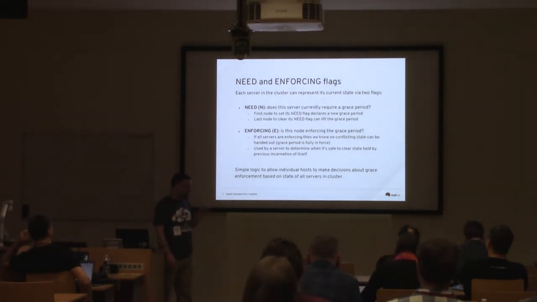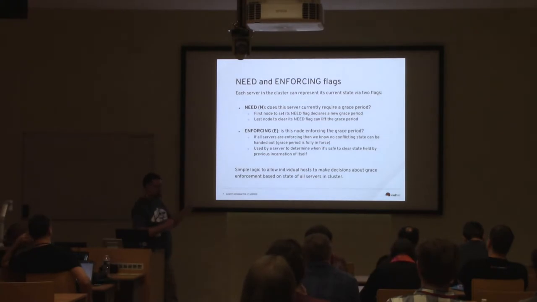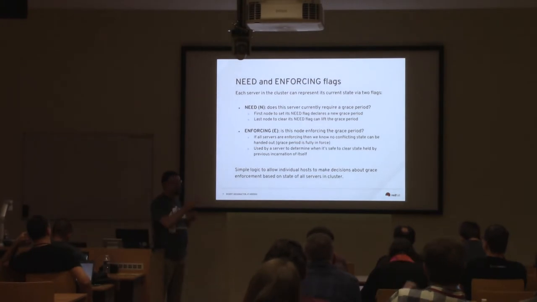So another way to think about this is that we can consider it as a set of two flags in a state. Each server in the cluster has two sets of flags. We have a need flag, which tells us whether this particular server node requires a grace period in order to allow recovery. The first node that sets a need flag declares a new grace period, so we transition to a new grace period at that point. And when the last node clears its need flag, it can fully lift the grace period cluster-wide and allow normal operation everywhere.